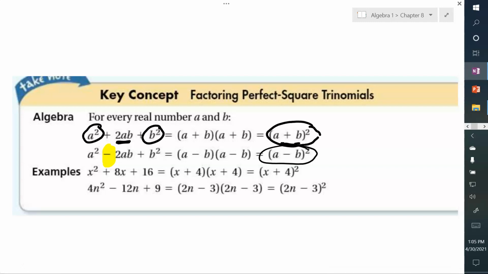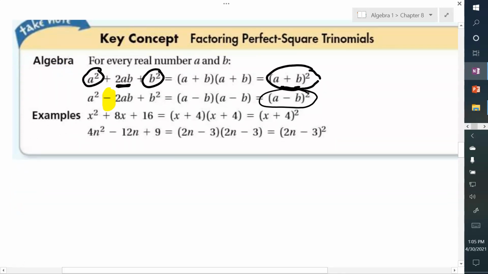So if I have x² + 8x + 16, if I square root the x², I get the x's. I square root the 16, I get the 4's. And I'm going to say, okay, 4 times 2 times x, is that 8x? It is. So this is a perfect square.